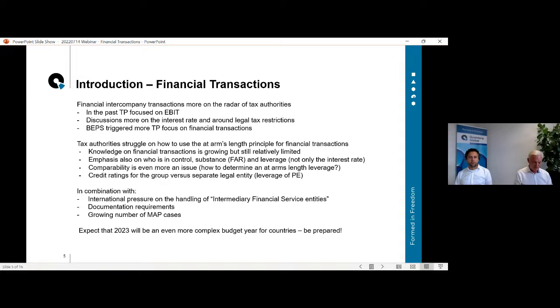What else would you like to say if you combine those two? There's international pressure on the handling of intermediary financial service entities. Because if you look at what I just mentioned, it is in the end difficult to say what we are still accepting as a finance activity in a country which is then entitled to tax treaty benefits. Something that's not really happening if you look at the Dutch decree on it.